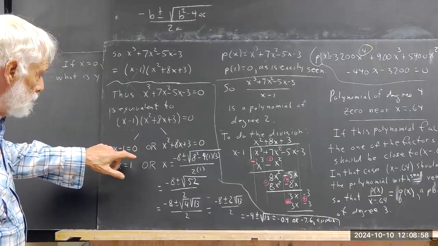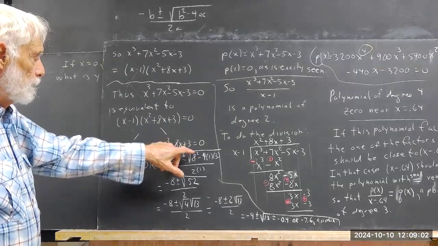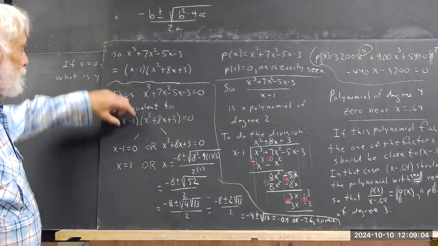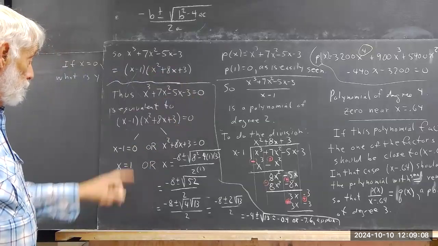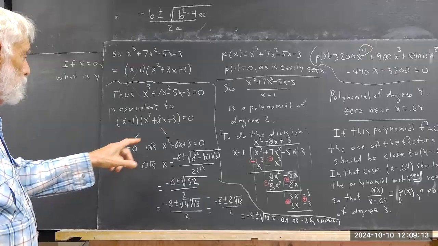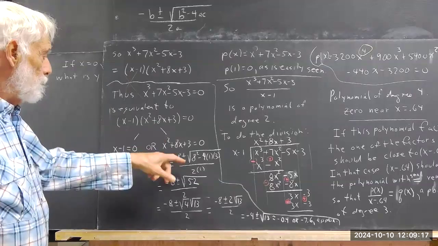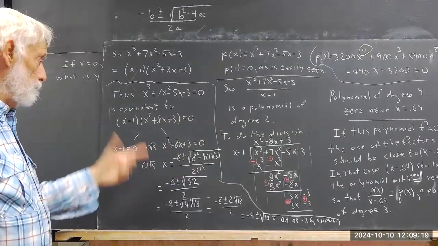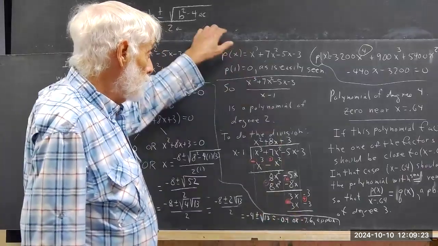It splits into the equation x minus 1 equals 0, or the equation x squared plus 8x plus 3 equals 0. If this is 0, the whole thing is 0. If this is 0, the whole thing is 0. So we set this and this equal to 0, and a solution to either one is going to make the whole thing 0. We use the quadratic formula to solve this. It is solved instantly, and we get these results, -0.4 and -7.6.